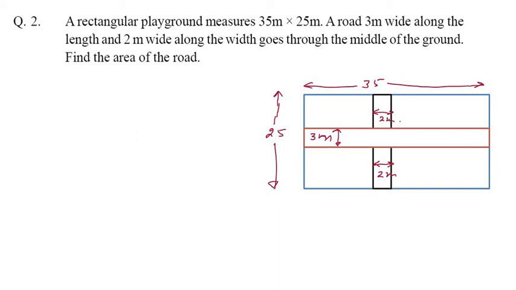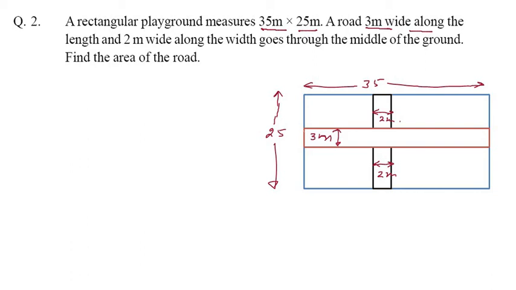Now come to the rectangular playground measure, that is 35 into 25. It is 35 and it is 25. Now 3 meter road wide along the length. यह length है, length के along में 3 मीटर की एक road बनाई हुई है इन्होंने.